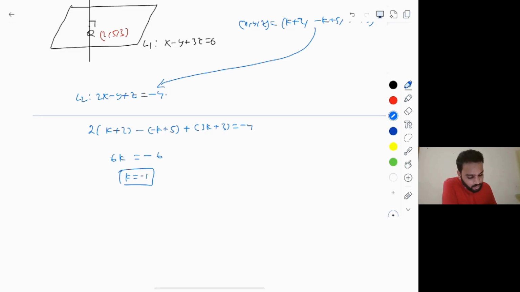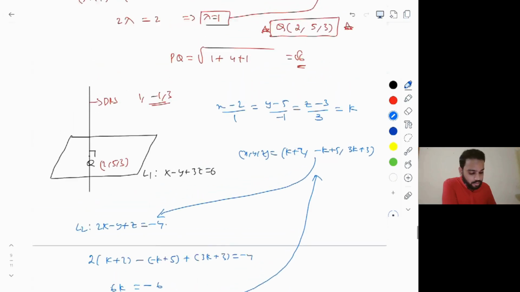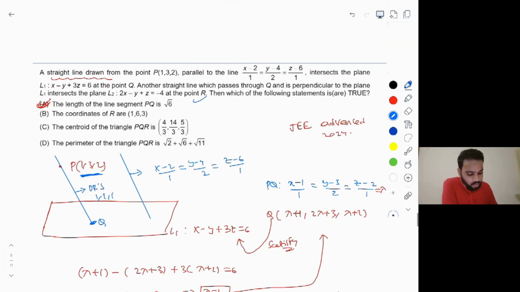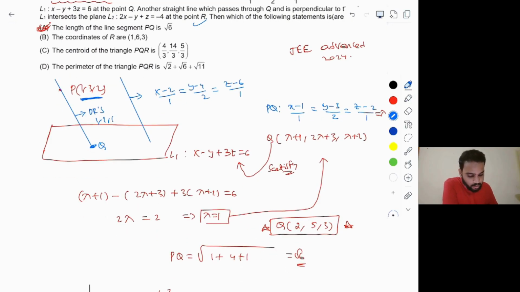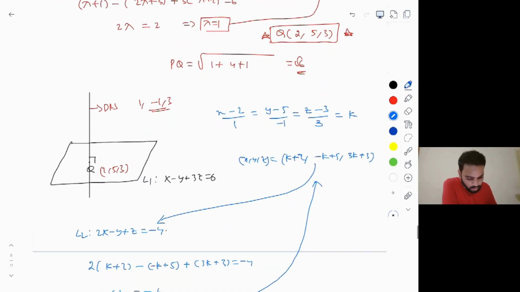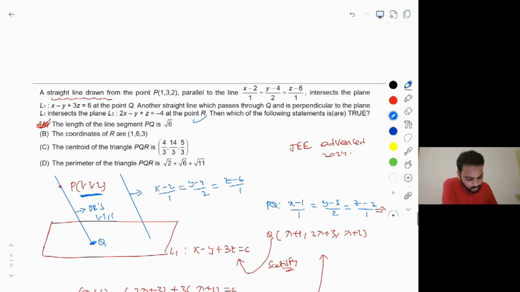So take this value of k and substitute back in the general point to get the point of intersection of plane and the line. So if you substitute that, you get the required point R, which is (1, 6, 0). I hope you are understanding, because it is just similar to the previous part that we have done. So successfully we have found out the point R also. And look at option B here. What is option B? Nothing but point R is given as (1, 6, 3), right? But what we have got is (1, 6, 0). So which means it is false.